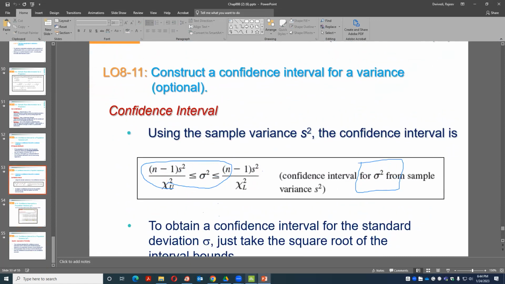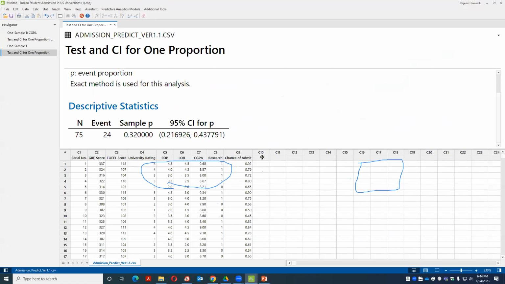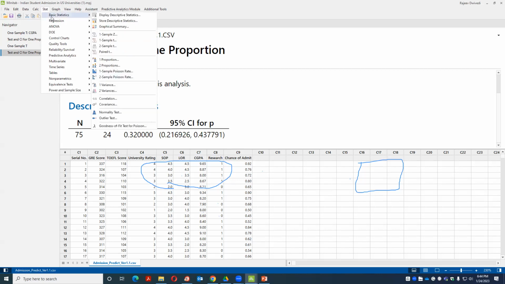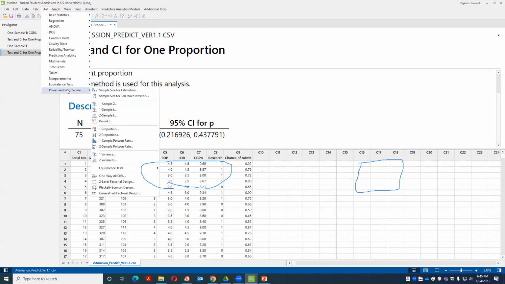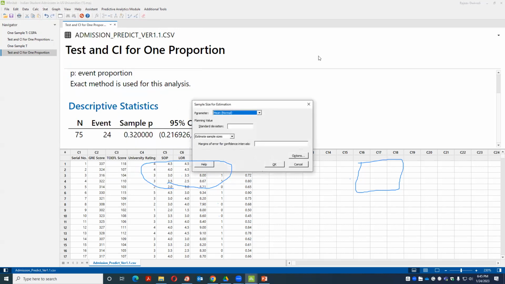Now, let me go and explain this. I hope you can now see my Minitab screen. Yes. Okay, so here we go under Basic Tests, and here we have Power and Sample Size. Here we have different options: one proportion, one-sample Z, one-sample T, one variance, one-way ANOVA. So different sample size estimations.